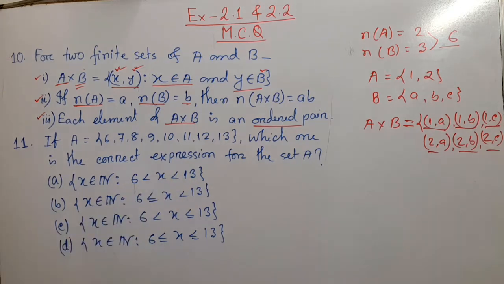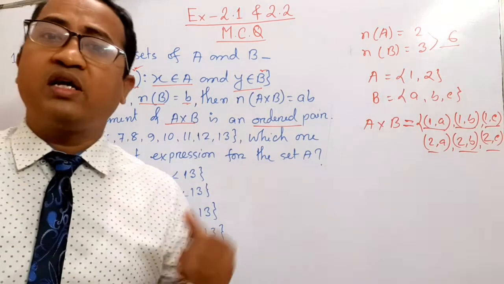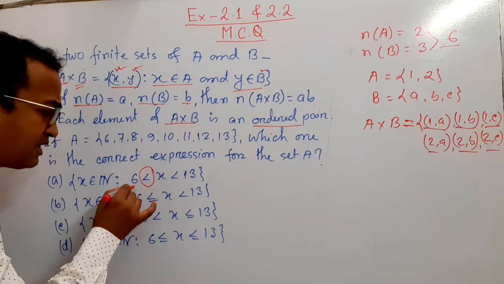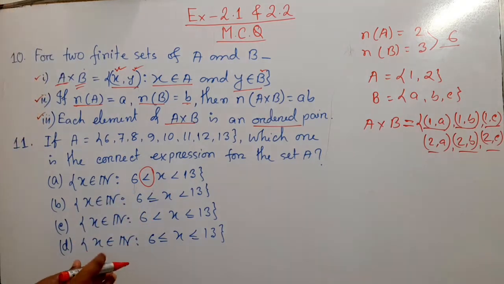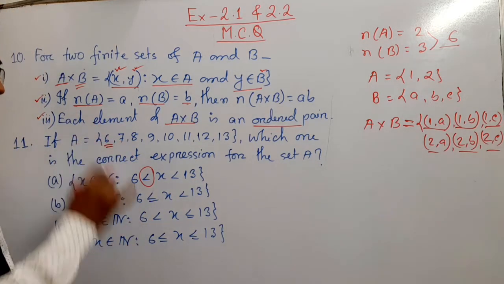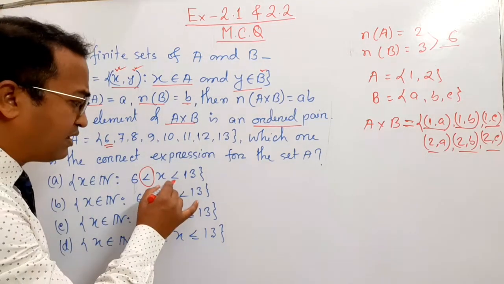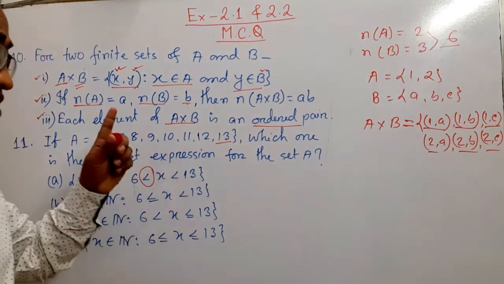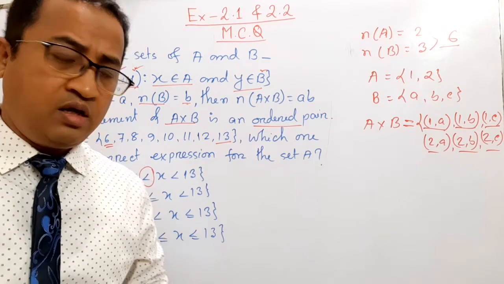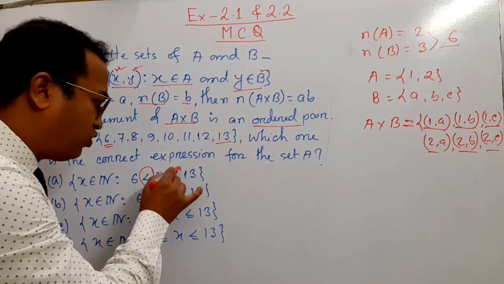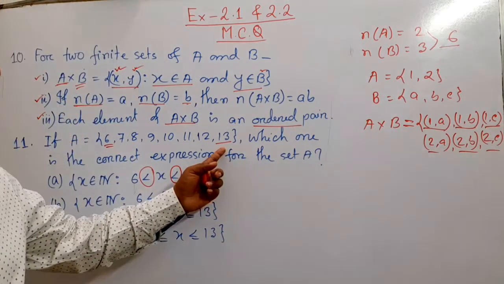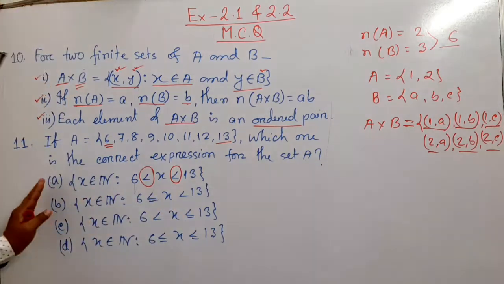Is it correct? No, this is not correct. Why is it not correct? Because it is given less than, that means 6 is not included in this set. But look, here 6 is included. Again, this is given less than 13. Is it less than 13 or equal to 13? It is equal to 13, not less than 13. If it is only less than 13, then 13 will not be included. But look at the set, 13 is included. So option A is not correct.